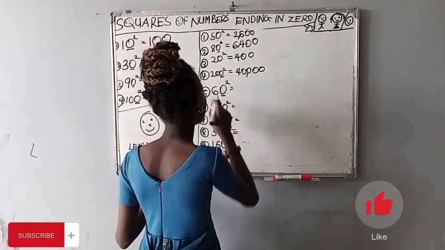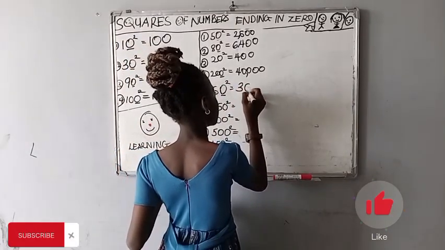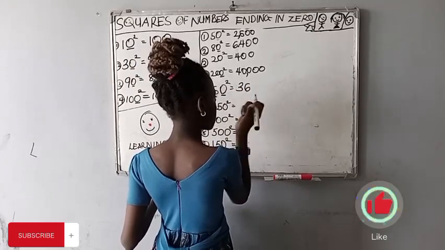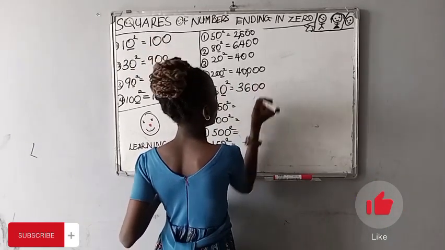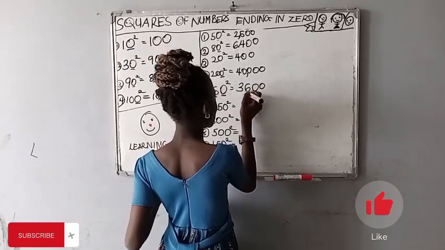Let's continue. This one is simple. Mark out the zero. This square is 36. This zero produces two zeros. Remember, 1, 2, 3.